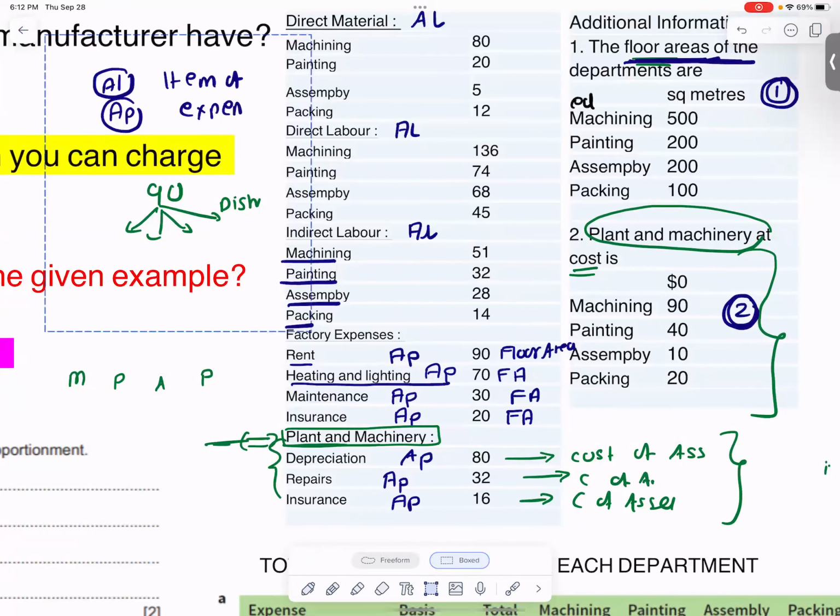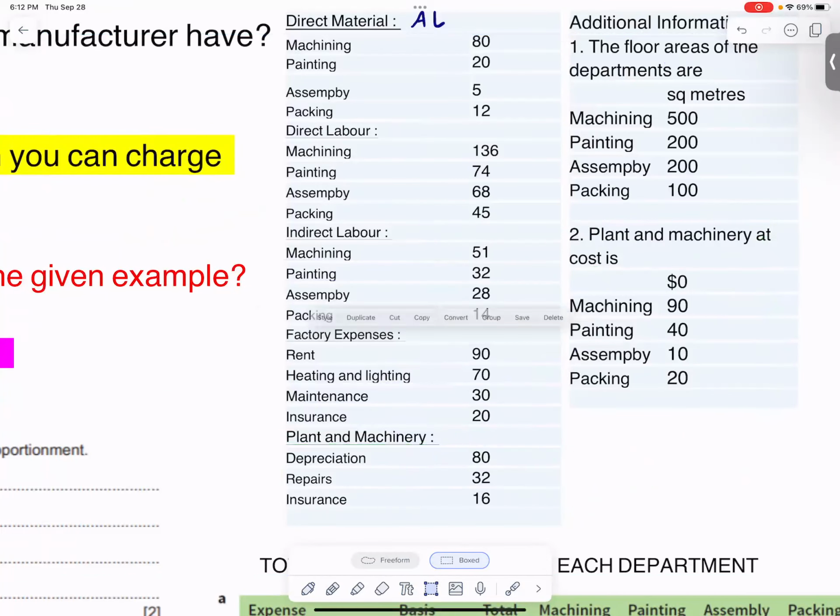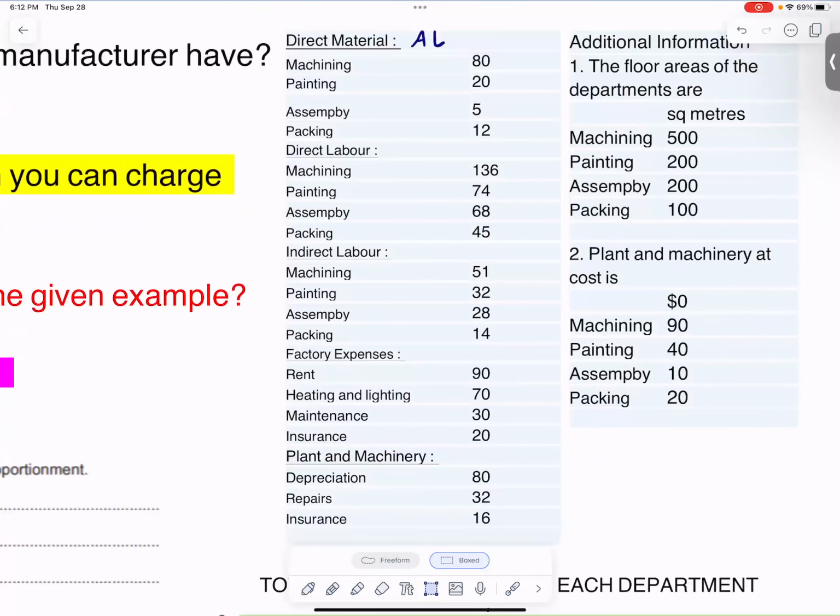Now the next thing you have to do: when we distribute on the basis of floor area, we will make the ratio. What is the total of this? I will cut two zeros for floor area. So the total of this is 10: 5, 6, 7, 8, 9, 10. Rent is 90. Can you see?